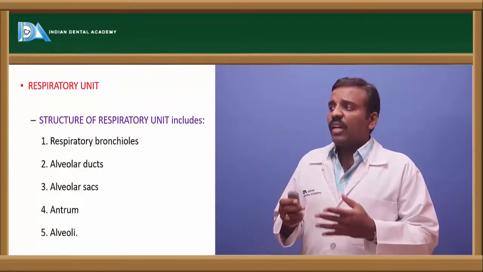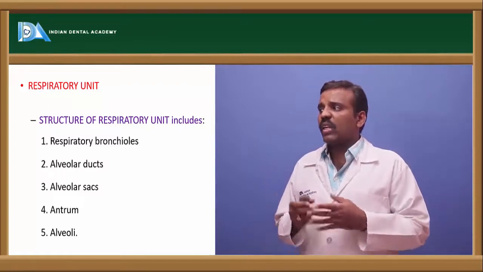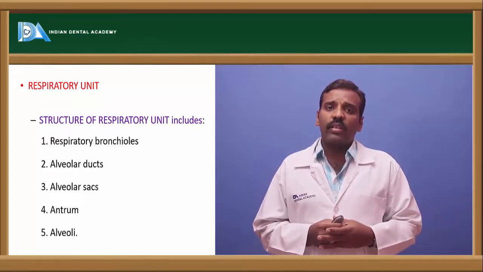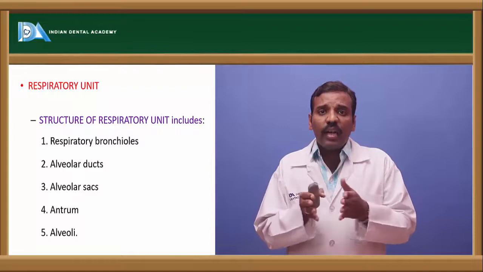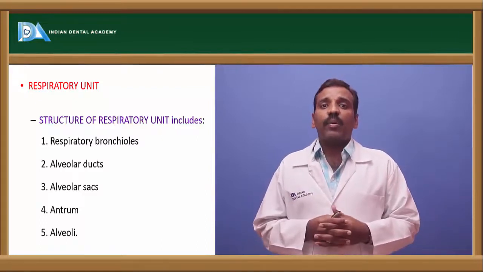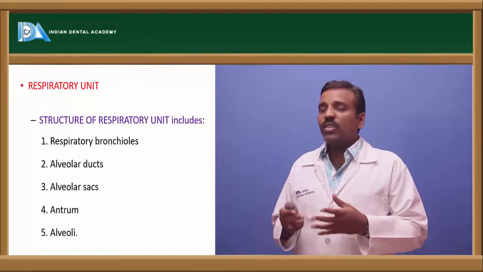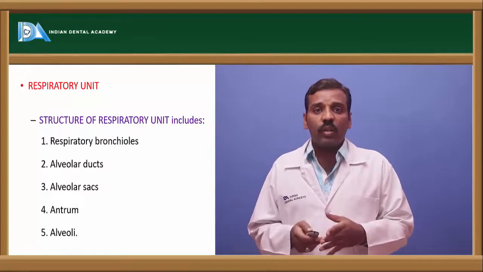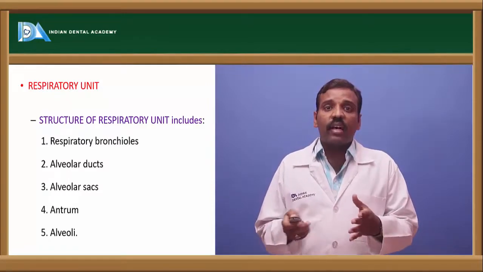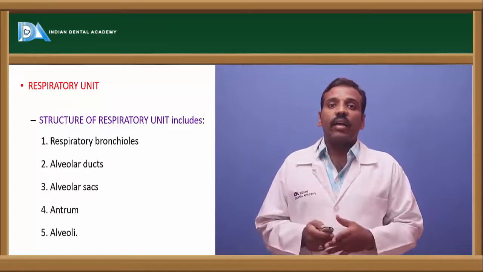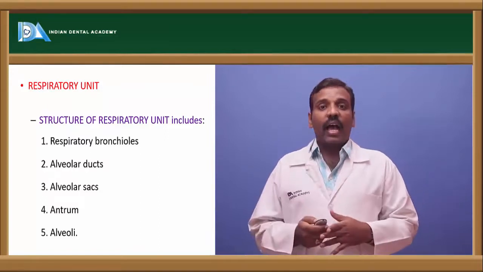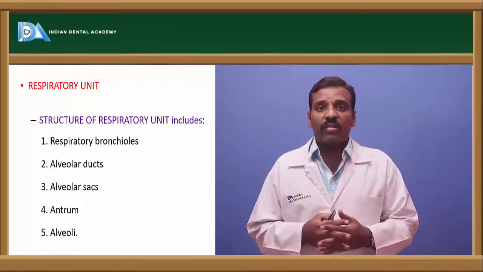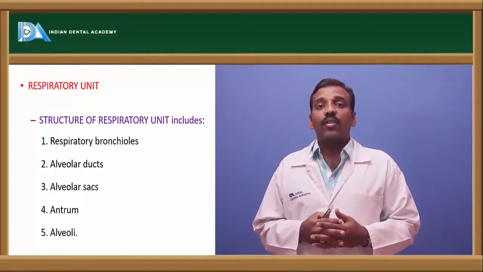Now the respiratory unit includes the respiratory bronchioles in the lungs. When the bronchi divide into parts, they are called respiratory bronchioles. Next are the alveolar ducts, where the gases are stored and where the gases come in. Next are the alveolar sacs, where the exchange of the gases takes place in the lungs.